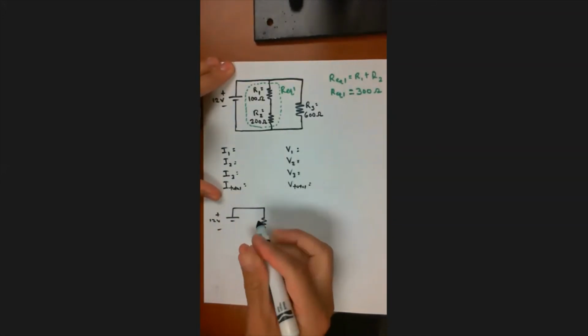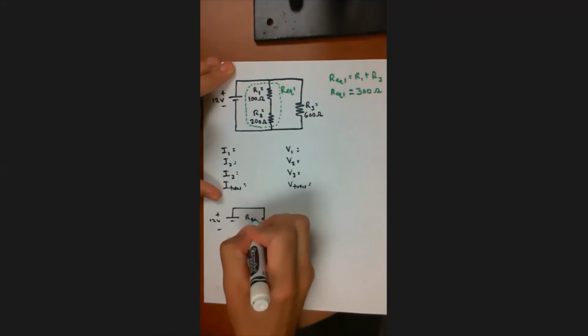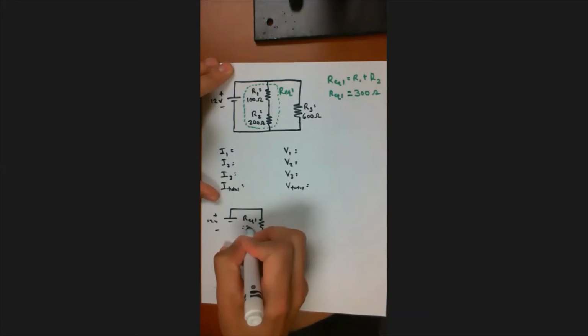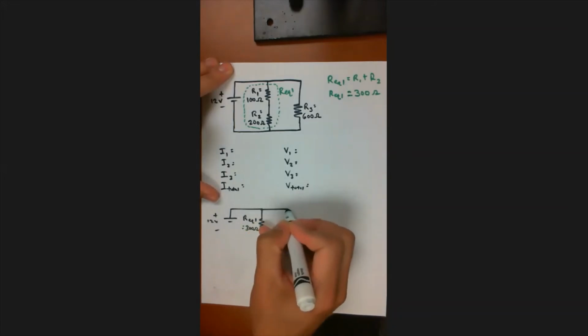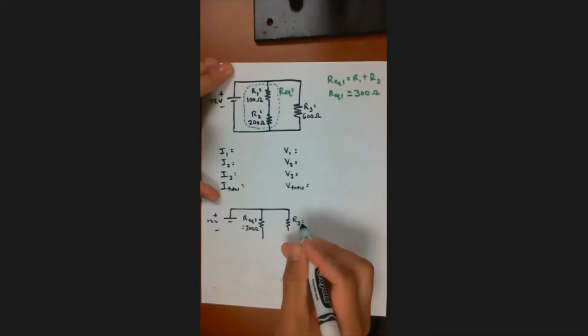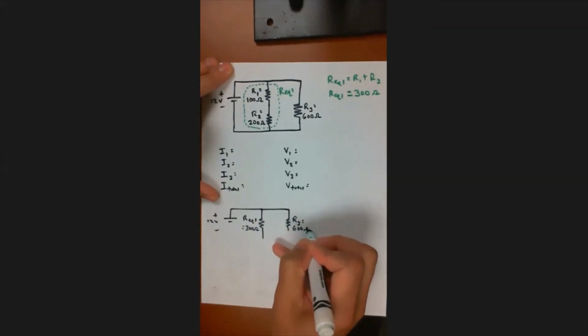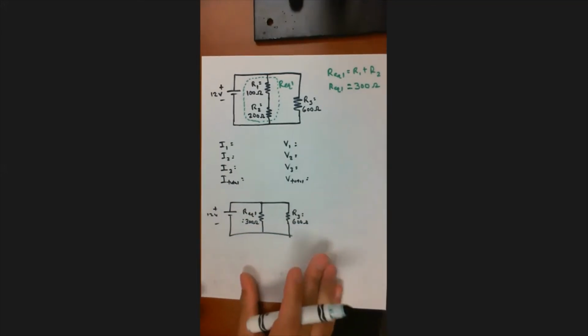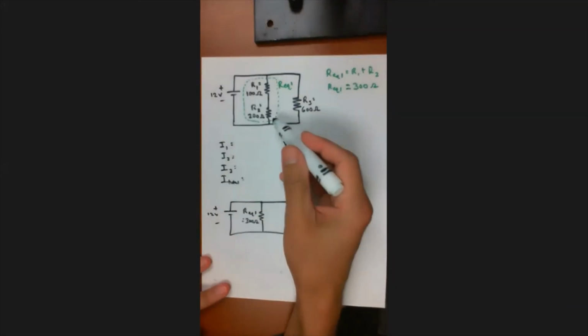And it looks like this. Now I've got R equivalent 1, and that is 300 ohms. And I've got R3 still, haven't done anything with that yet, and that's 600 ohms. All right, so this is my new circuit that I just simplified from that circuit.